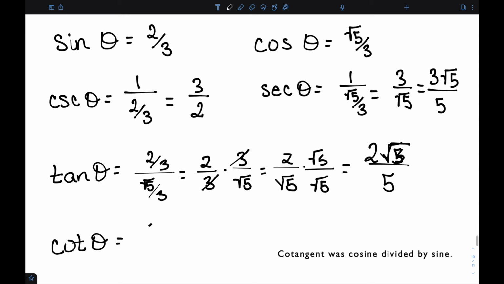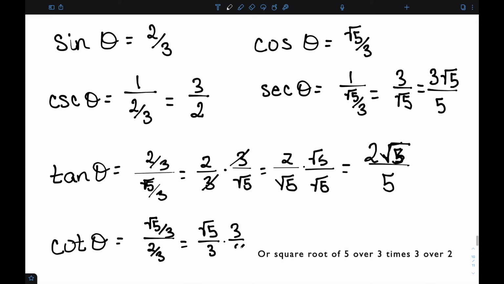Cotangent was cosine divided by sine, so we have square root of 5 over 3 divided by 2 over 3, or square root of 5 over 3 times 3 over 2. My 3's cancel, and I'm left with square root of 5 over 2. So now I have all 6 of my trig functions.